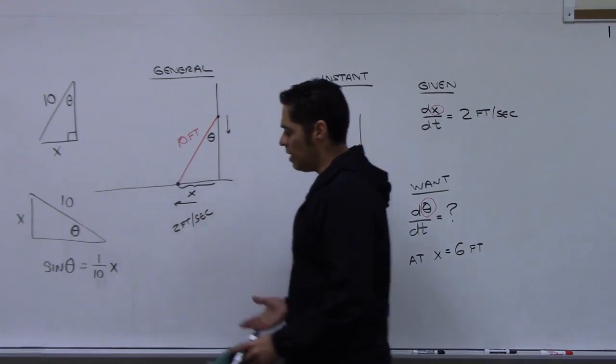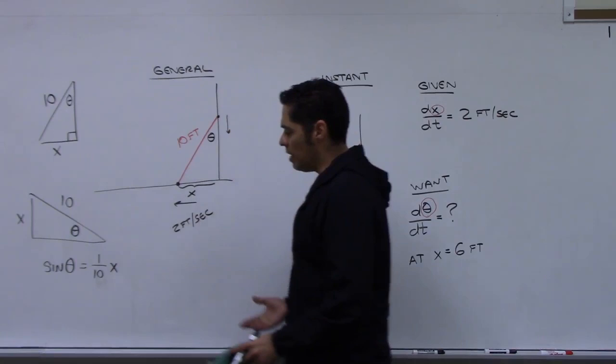There's no problem. But this problem is in the section for inverse trig functions, so why would they put it here? Well, they want you to realize that when you have that equation, since you're trying to find d theta dt, you could just take arcsine on both sides. If I take arcsine of sine theta and arcsine of 1/10 x, the left side just becomes theta, and the right side is arcsine of 1/10 x.